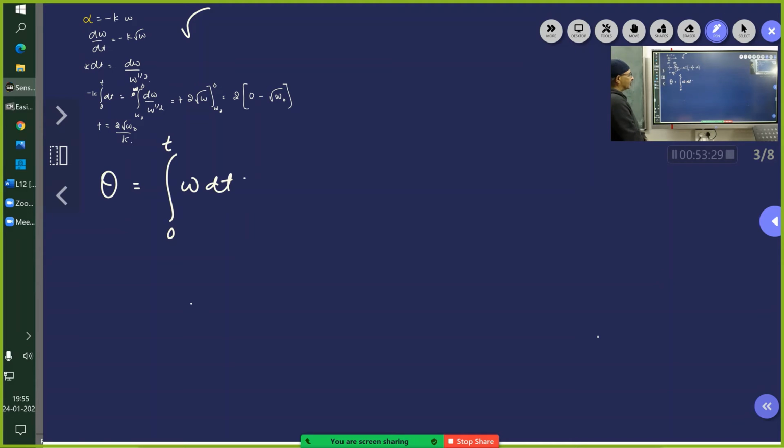In terms of this variable, we can get omega in terms of t. You can get omega in terms of t, which is k t square by 4. From the top equation, or we can use omega d omega by dt. But by two methods, I think you can do it. You can solve it by two methods.